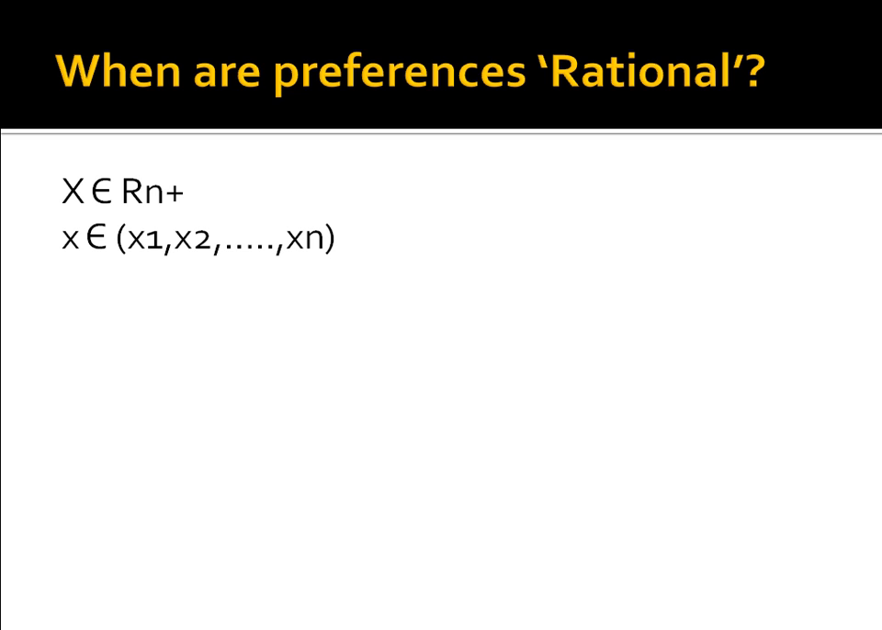This is the consumption bundle, that is your x1 through xn. It is an n-commodity consumption bundle. You might have seen x equal to (x1, x2), that is a two commodity consumption vector. Now this is an n-commodity consumption vector.